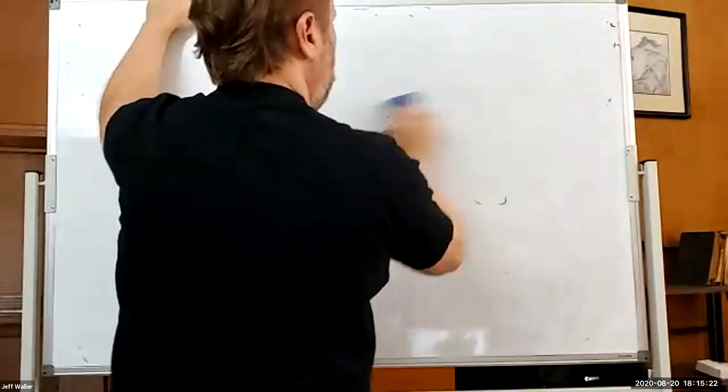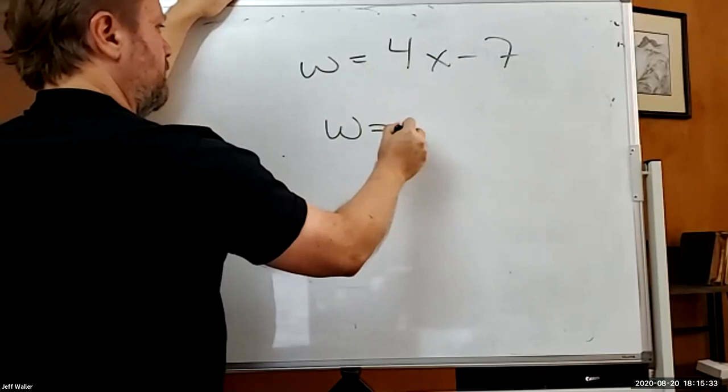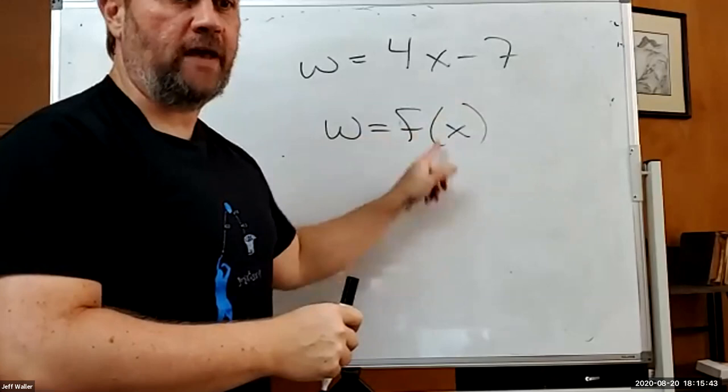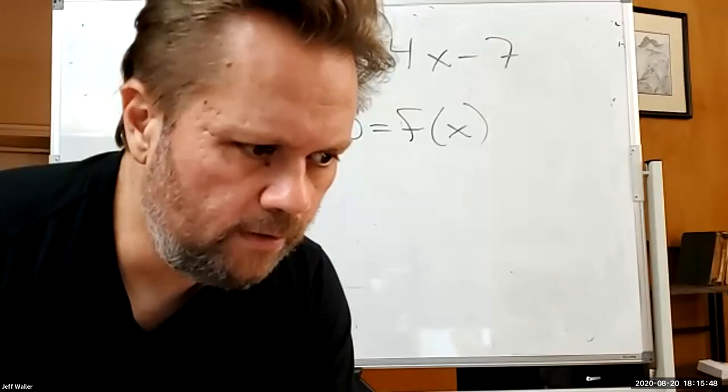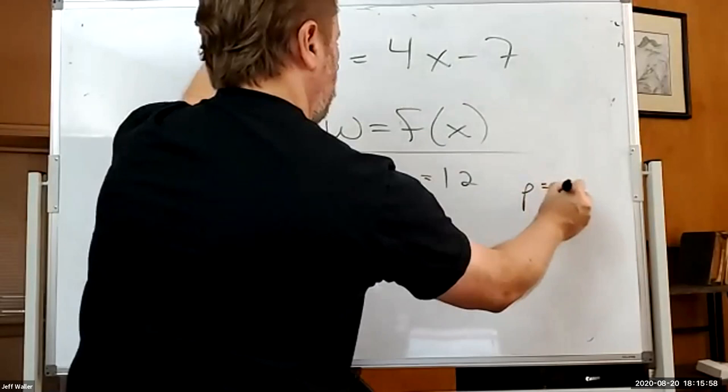So this is w as a function of x. You guys see what I'm saying? W as a function of x, where that function of x is 4x minus 7. Right? So if they give me, let me rewrite this down here, 2n plus 6p equals 12, and they want me to write p as a function of n, that just means get p by itself.